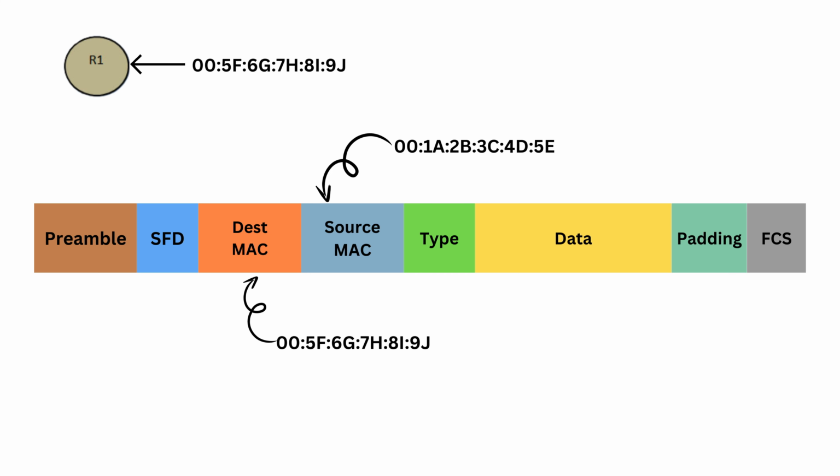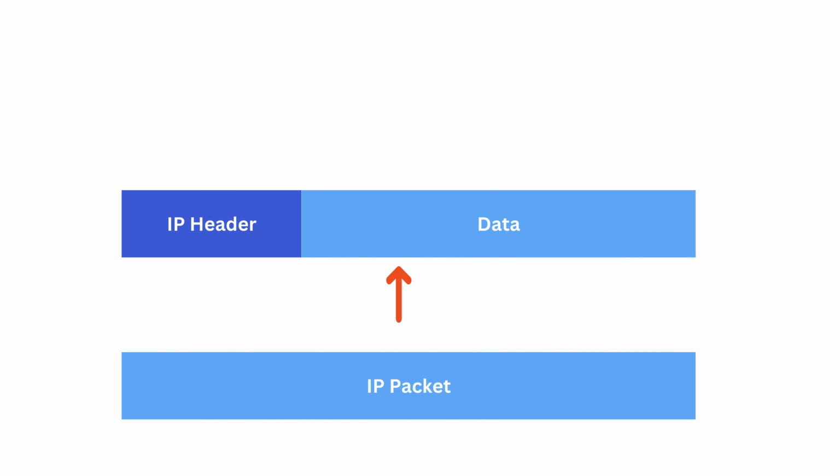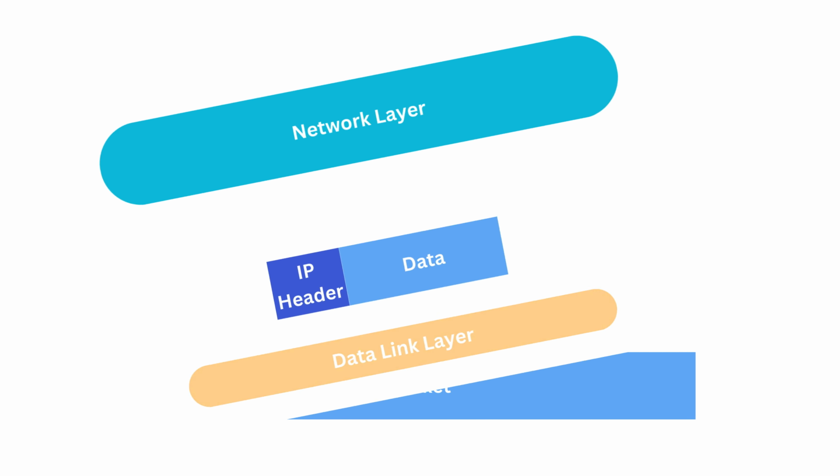When router 1 receives the frame, it checks the destination MAC address to see if it matches its own. If the MAC address matches, the frame is accepted and processed further. However, if the MAC address doesn't match, router 1 simply discards the frame. Once the frame is successfully received and verified, the data link layer removes the headers and trailer that were added during framing. This leaves behind the original IP packet, which contains important information for routing. The cleaned-up packet is then passed up to the network layer for further processing and routing to its final destination.